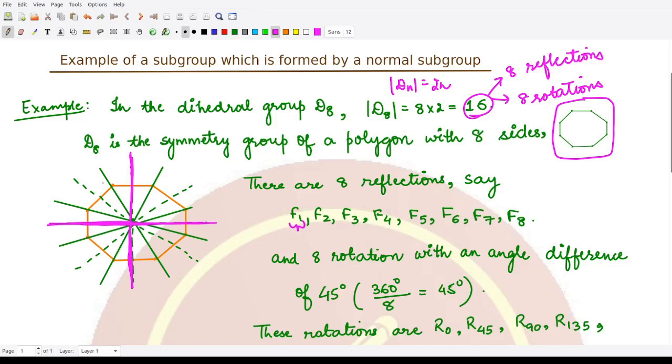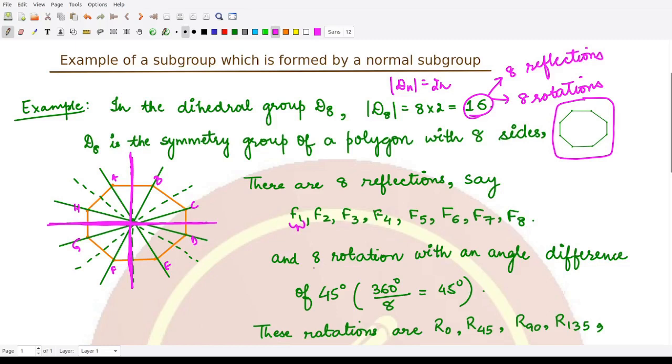And if you wanted to label them, then you would get different members here, right? So we can do that and see it very easily. So let's mark the reflections as F1, F2, F3, F4, F5, F6, F7 and F8.